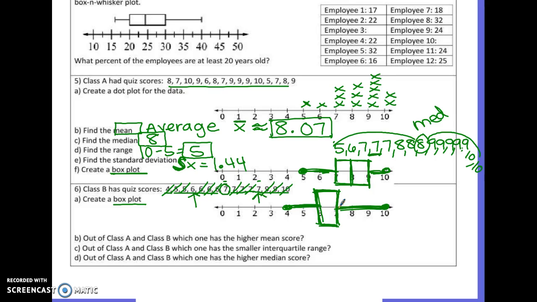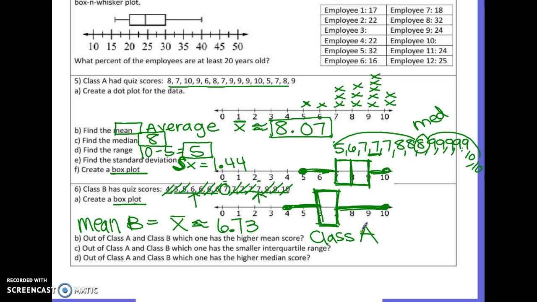And from here, it says out of Class A and Class B, which one has the higher mean score? Well, we never found the mean score of Class B, so we need to find that to be able to compare. So the mean of Class B, again, remember that's the average, add them up and divide by how many. In this case, we'd get a mean of about 6.73. So if we're comparing the mean scores, we've got Class A at 8.07 and Class B at 6.73. So which one has the higher mean score? That's Class A.